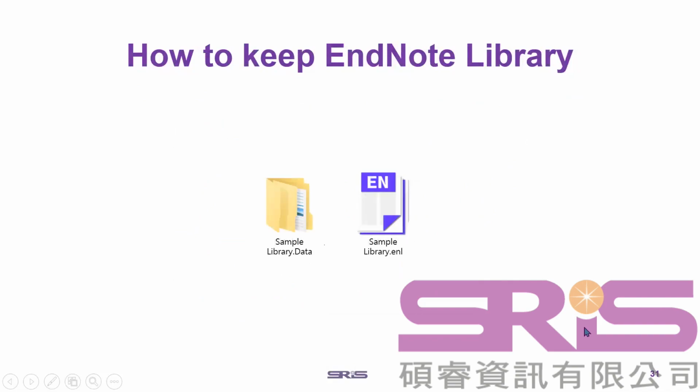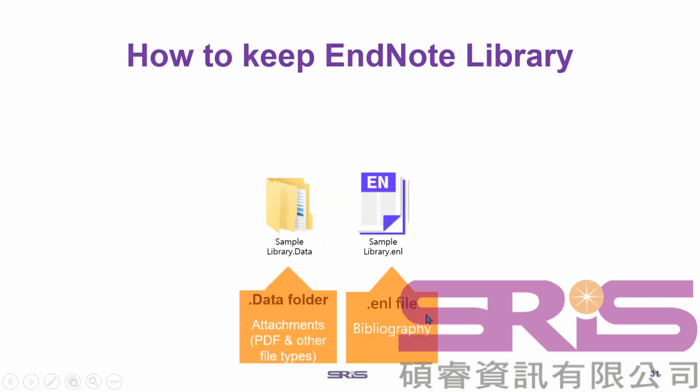Okay. Then remember, if you create an EndNote library, you will have two files here like this. One is the ENL extension file and the other one is the data file. This one is for the bibliography information storage. And this one, the data folder, is very important too.